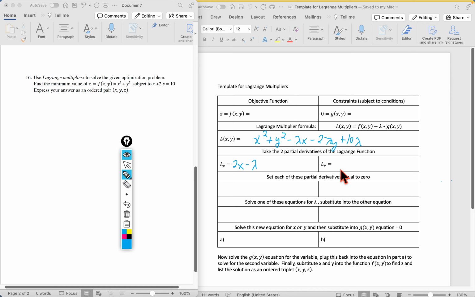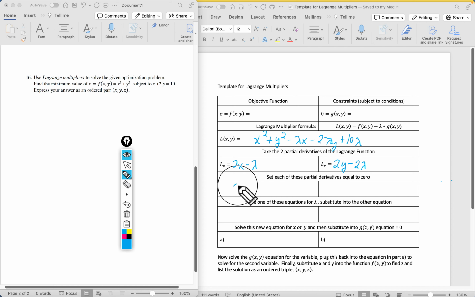Keep going and I'll talk it through and it should hopefully flash back. Partial with respect to y: x squared is 0. Y squared becomes 2y, it's its derivative. Lambda x becomes 0 as a derivative. Derivative of 2 lambda y becomes minus 2 lambda times 1. And then derivative of 10 lambda is 0, because that's a constant. So we've got these. Set each of these partial derivatives equal to 0.